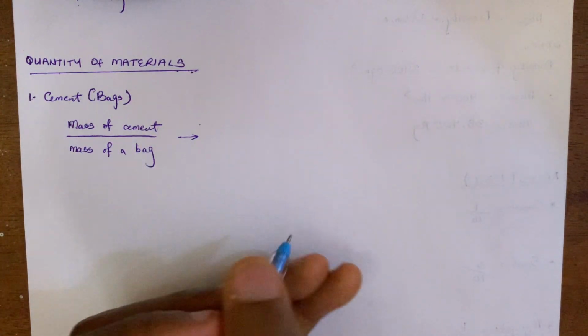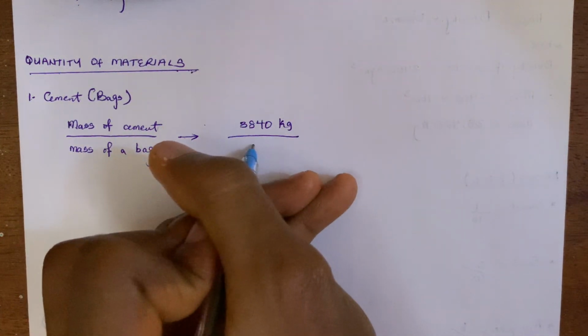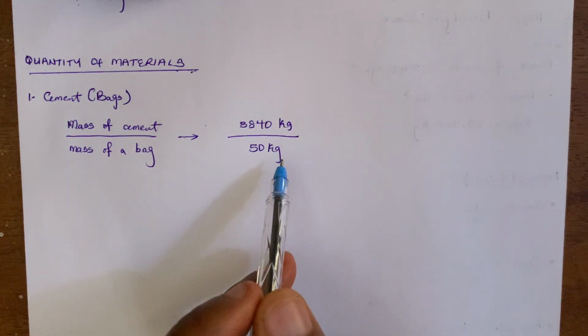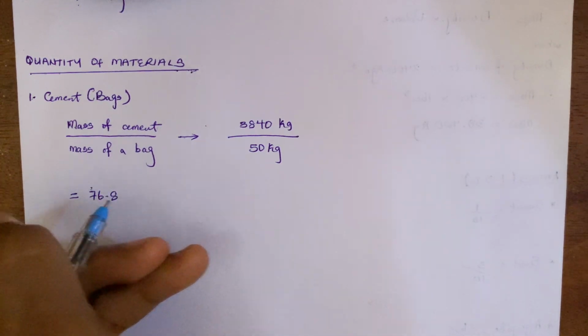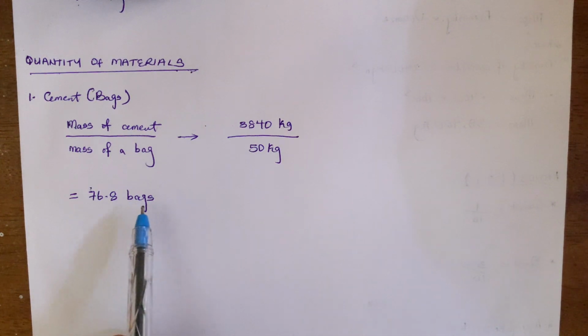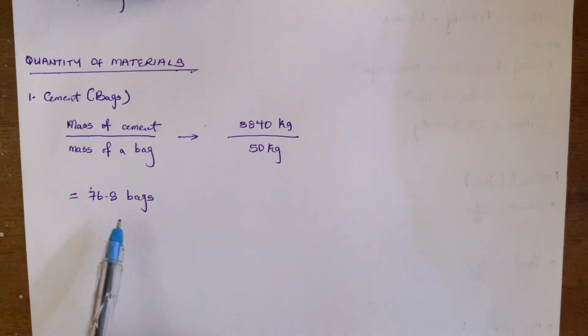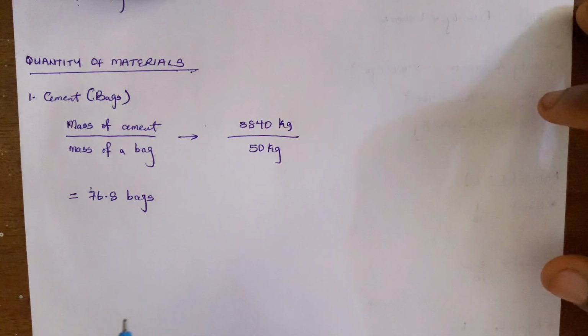So when we do that, the mass of cement we've calculated is 3,840 kg. So when we divide it by 50 kg, which is the mass of a bag of cement, we're going to be having 76.8 bags. So it means that in order to make that particular grade of 16 meter cube of concrete, we are going to be needing approximately 77 bags. So you will now add your waste, maybe 5% of this 76.8 bags. Whatever you get is, give or take, what you are going to be needing to make that grade of that volume of concrete in that particular grade.